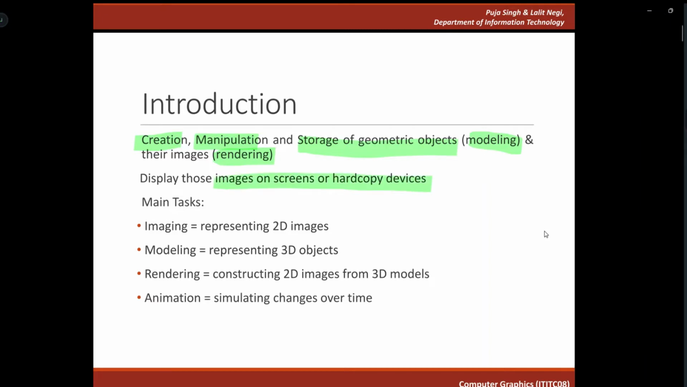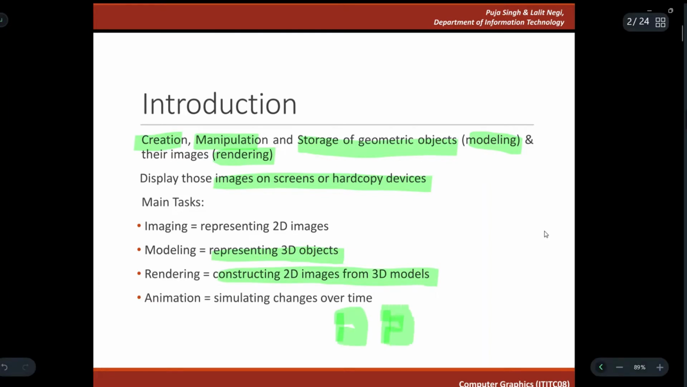In computer graphics, our main tasks are to represent 2D images, either by imaging or by modeling. By modeling, we represent 3D objects, and by rendering, we mean that we construct 2D images from 3D models. Then we have animation. That is, we have different frames, and we run those frames over a period of time, which helps us create animated movies and animated videos.